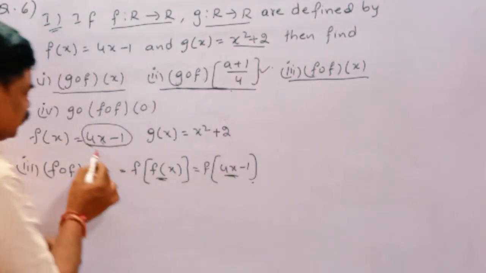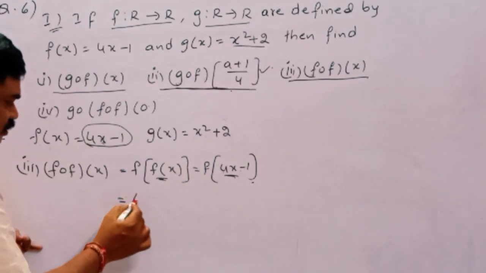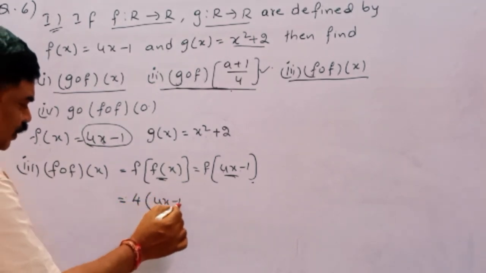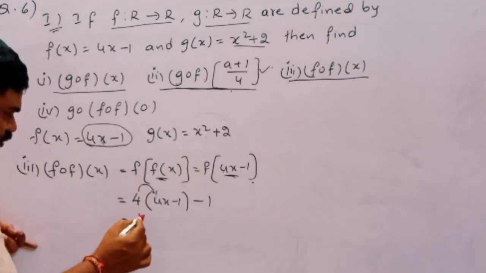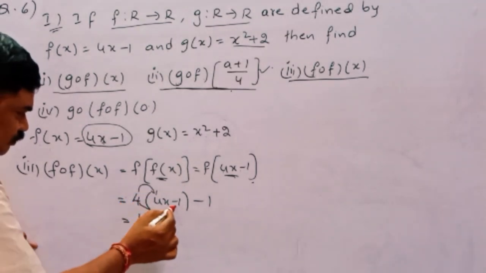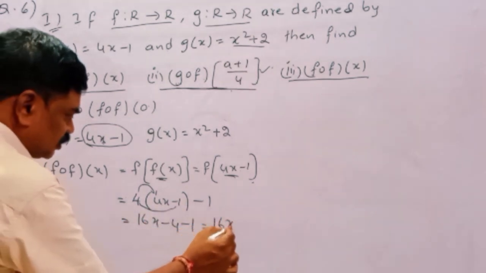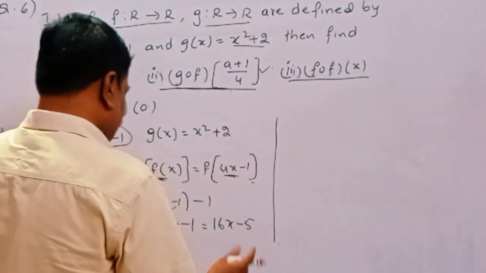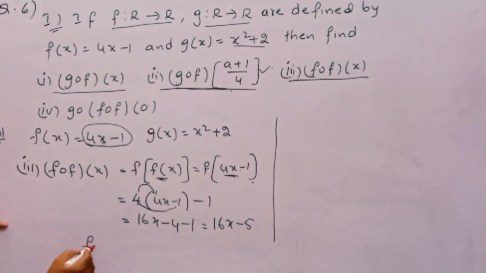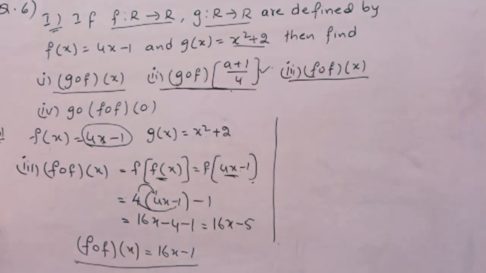Instead of x, you substitute 4x minus 1. That is 4 into 4x minus 1. 4 into 4 is 16x, 4 into 1 is minus 4, and this is minus 1, so 16x minus 5. So what we can conclude is f circle f of x is equal to 16x minus 5 is the answer.